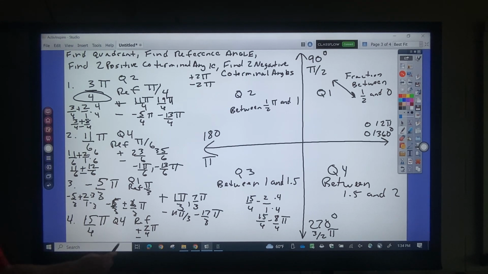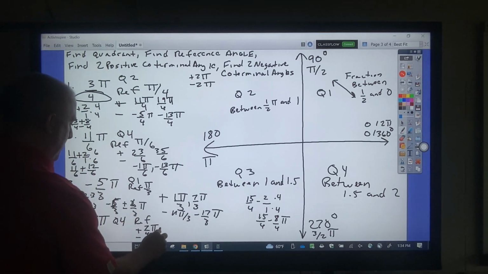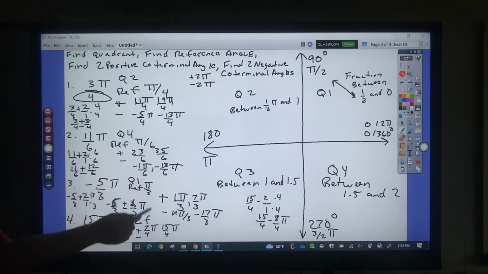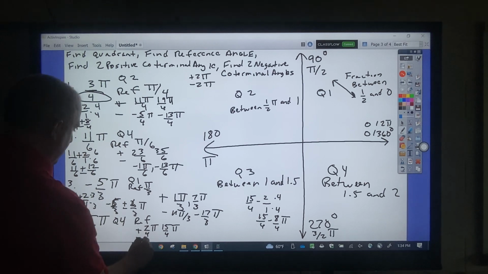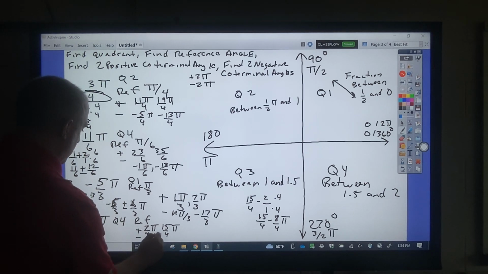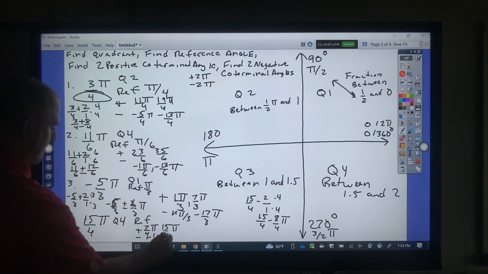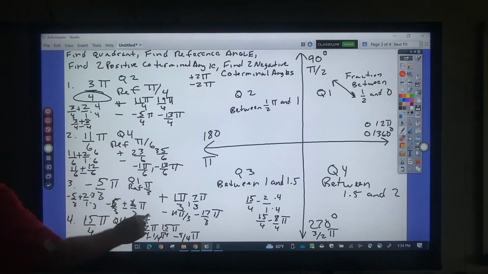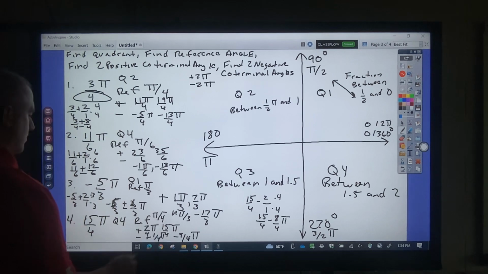Now, I would add 8 pi over 4, that's 15 pi over 4. For the subtraction of those, if I subtract 8 pi over 4, it'd be negative 1 pi over 4. If I subtract another 8, it'd be negative 9 pi over 4. Sorry about the bad board space. My reference angle would be pi over 4. I'll clean that up a little bit as we go through.